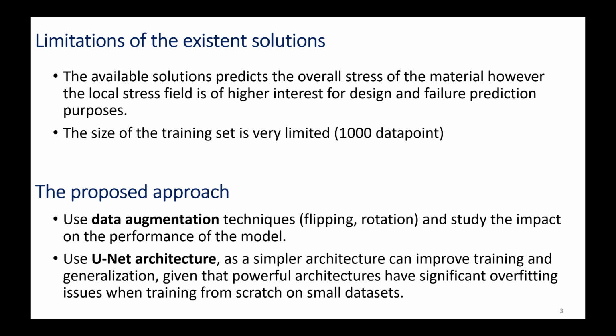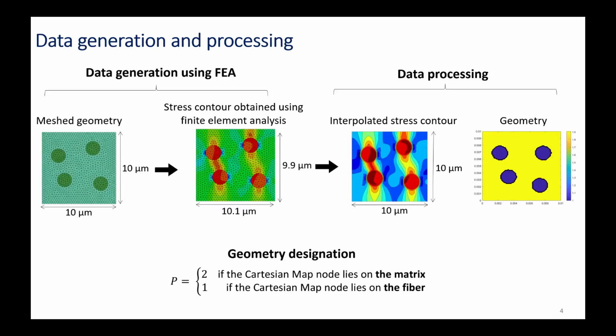This slide shows the fiber reinforced composite that we consider. So we have 4 fibers randomly distributed in a matrix. We use finite element analysis to generate the stress distribution, and then we transform it into regularly separated grids using interpolation among neighboring data points. So our data set consists of the geometry as input and the stress field as output, and we used the dataset provided in a study conducted by Feng et al.